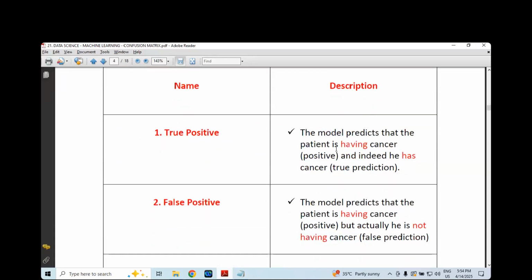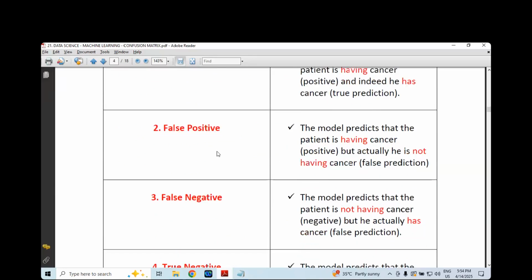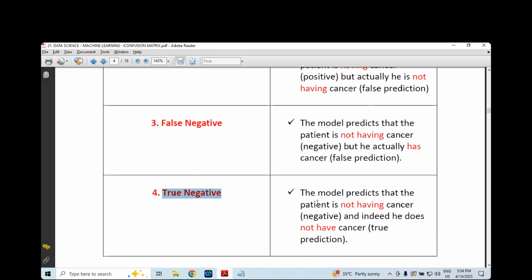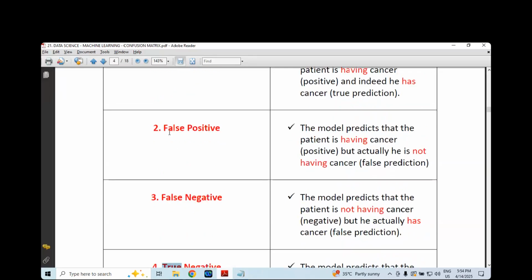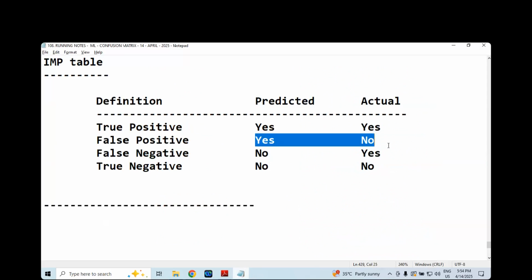The model predicts that the patient has cancer, and indeed he has cancer. It is called a true positive. Go back to the last: true negative. The model predicts he has no cancer, and yes, he has no cancer. True negative. Can you tell me false positive? What is the combination? You should remember the combination. Yes and no combination. The next one will be false negative.